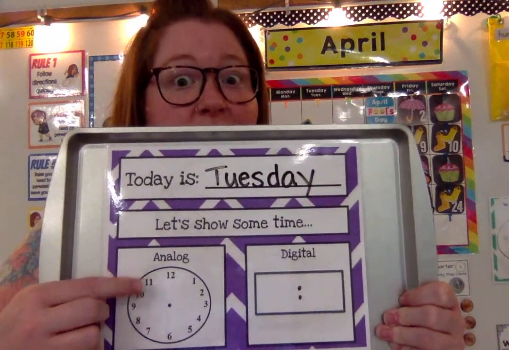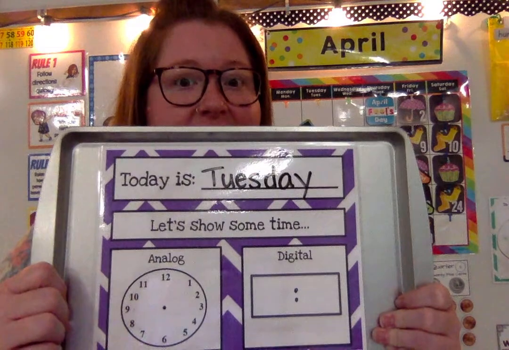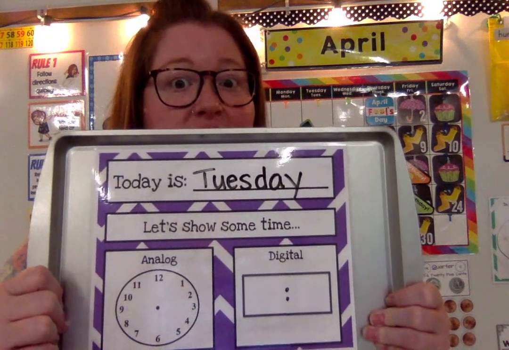We're going to show some more time today. Today, I'm going to tell you a time again, just like yesterday, and see if you can show the time. Today, I want to see if you can show the time 5:30. So when we think about half past, what does that tell us about our time?